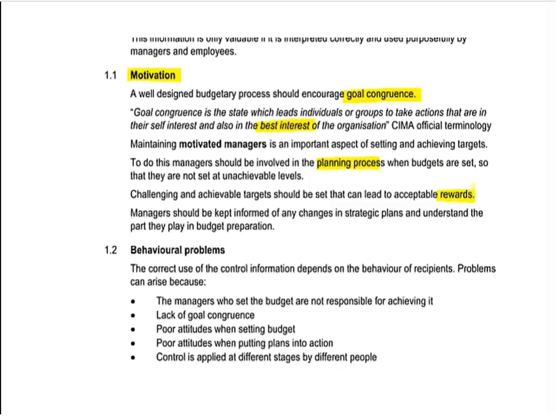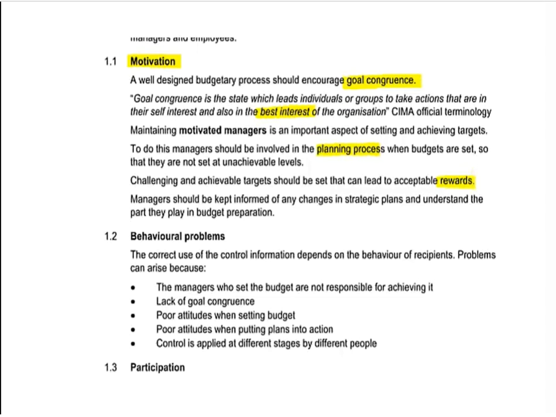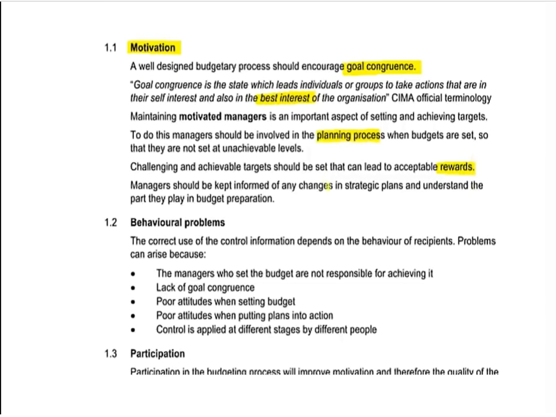And it also helps then if we're going to offer them some kind of rewards to achieve that behaviour which benefits the organisation, because then it fits into the definition of being in their best interest as well as the company's best interests. And if we want people to believe in us, we need to make sure that we keep them abreast of any changes in our strategic plans and why they're crucial, if they are, to the budget preparation.